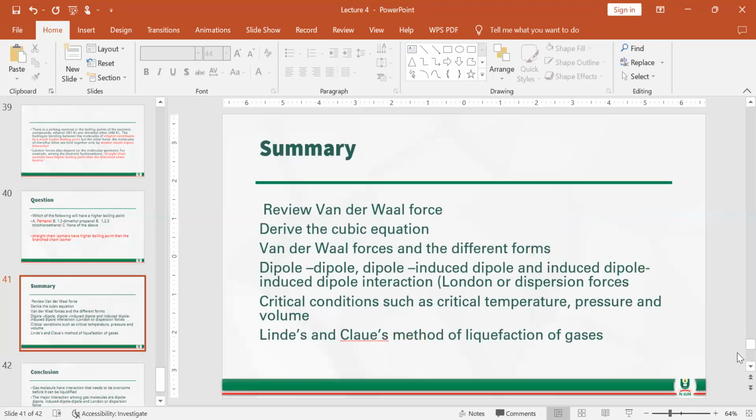So we summarize here that we have reviewed van der Waals force, and we derived the cubic equation. We have talked about van der Waals force and the different forms of van der Waals force. We looked at dipole-dipole interaction, dipole-induced dipole interaction, and induced dipole interaction. So I will end this lecture here.